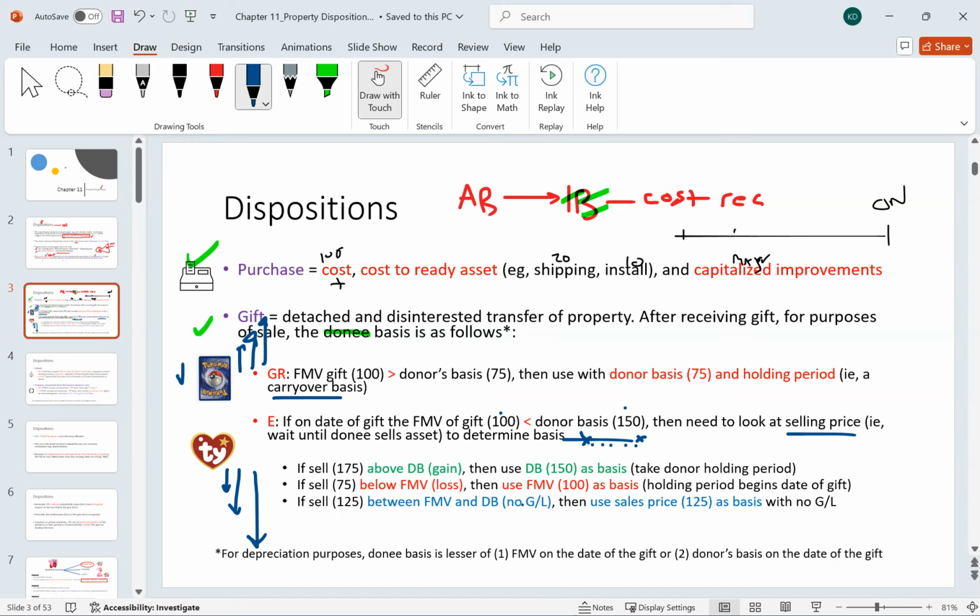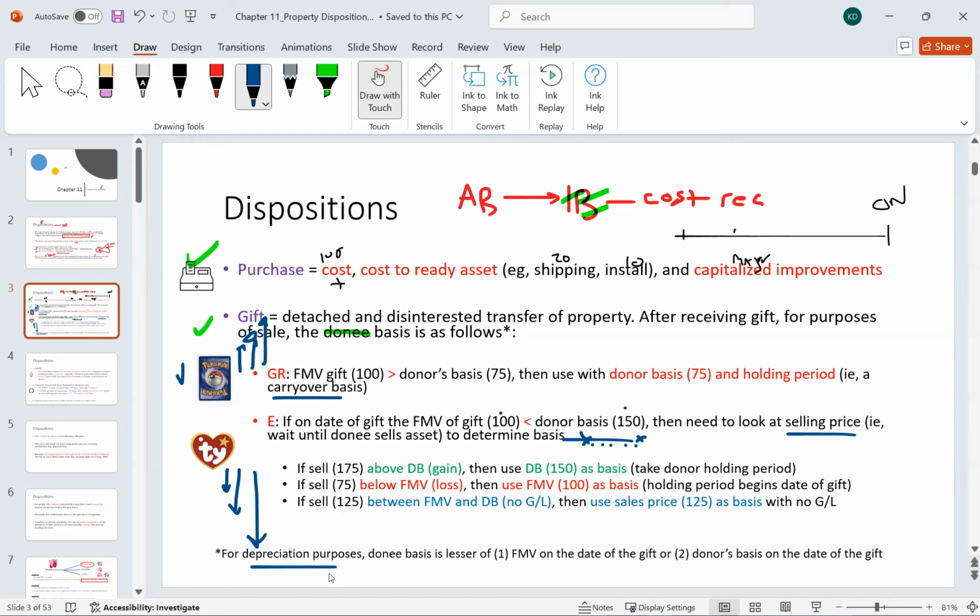If it's somewhere in between, right, the porridge is not too hot, the porridge is not too cold, then essentially we're going to use the sales price as the basis, and there will be no gain or loss on there. Now, one thing to be aware of: if we don't know the basis until we sell it, what happens if we're using this asset in the business and we need to depreciate it?